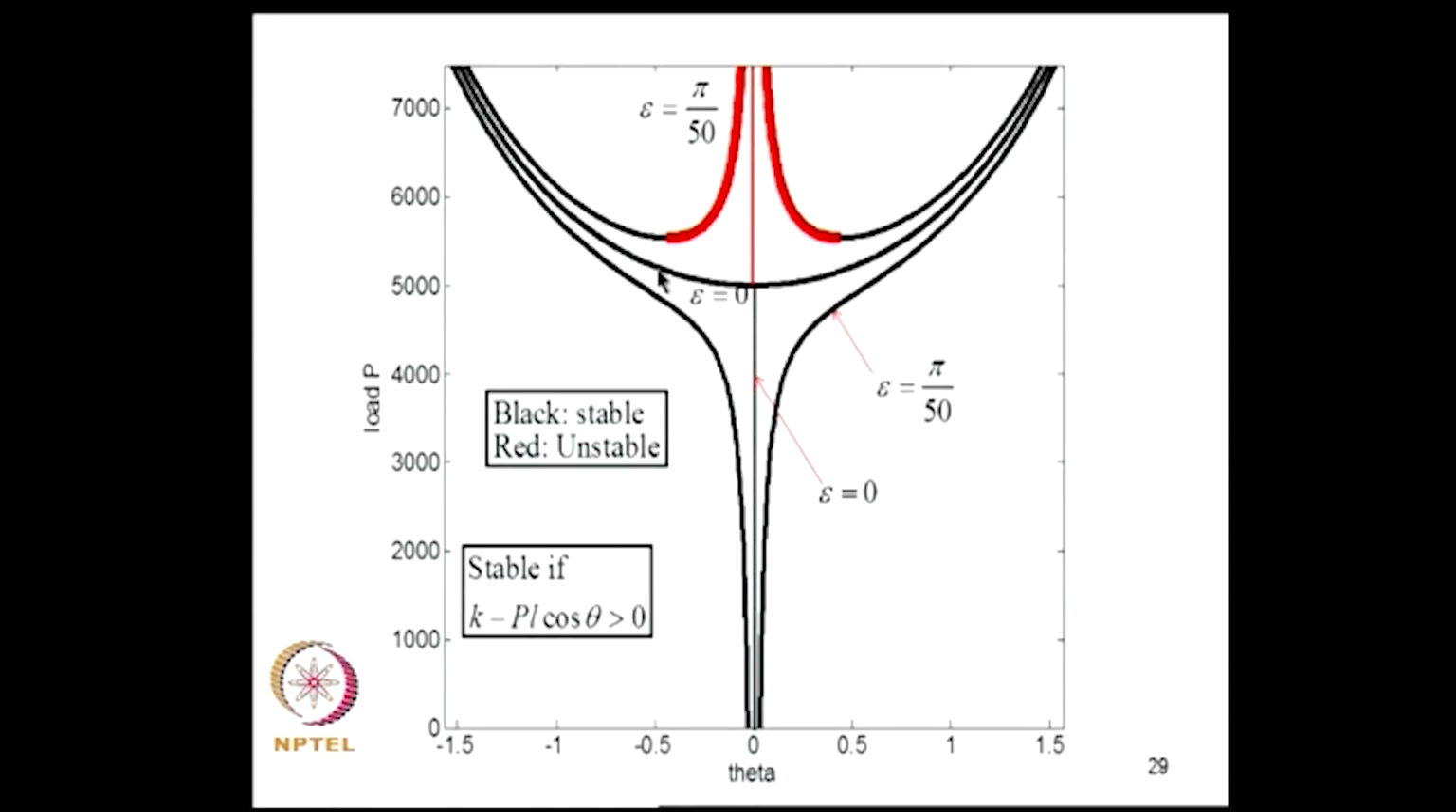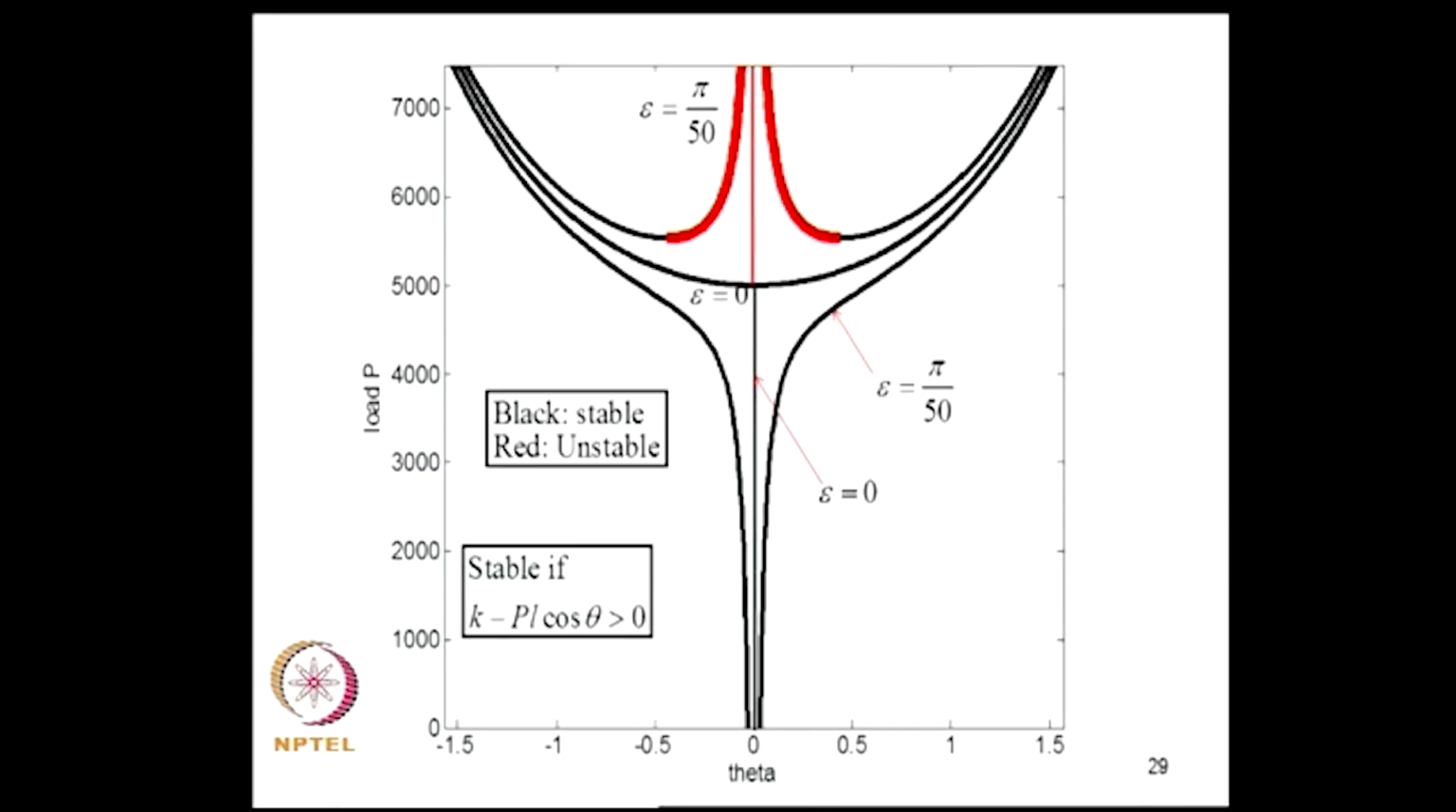Okay. Now in presence of an imperfection, suppose epsilon is pi by 50, a small imperfection, the load deflection path has a rising part, it climbs up like this and it goes along this, and there is another branch where initially it will be unstable, but afterwards it is again stable. Okay. So that would mean at this value of theta, this is a stable branch.